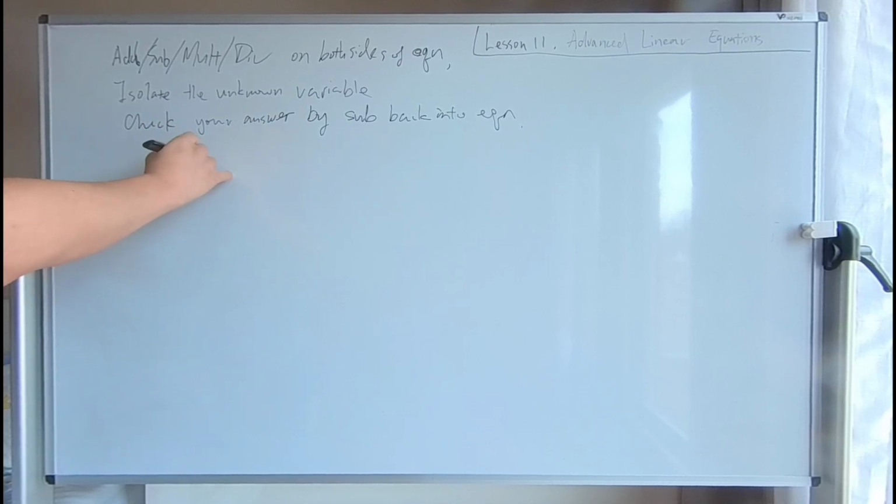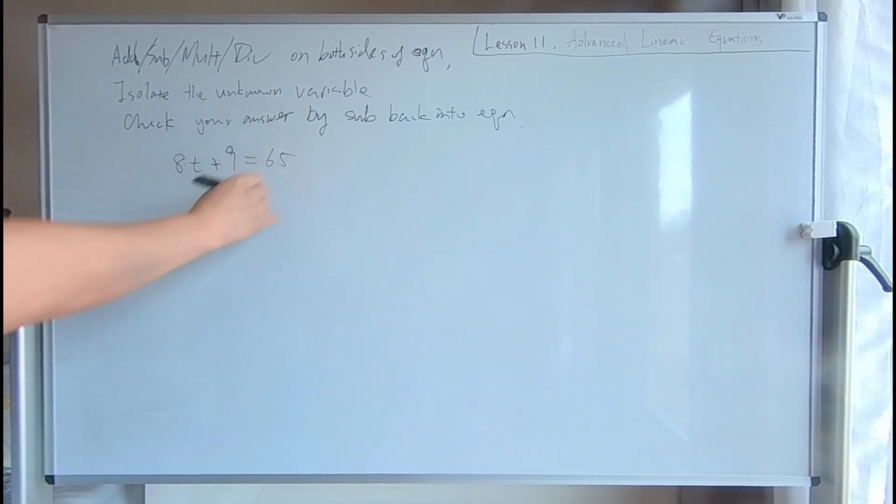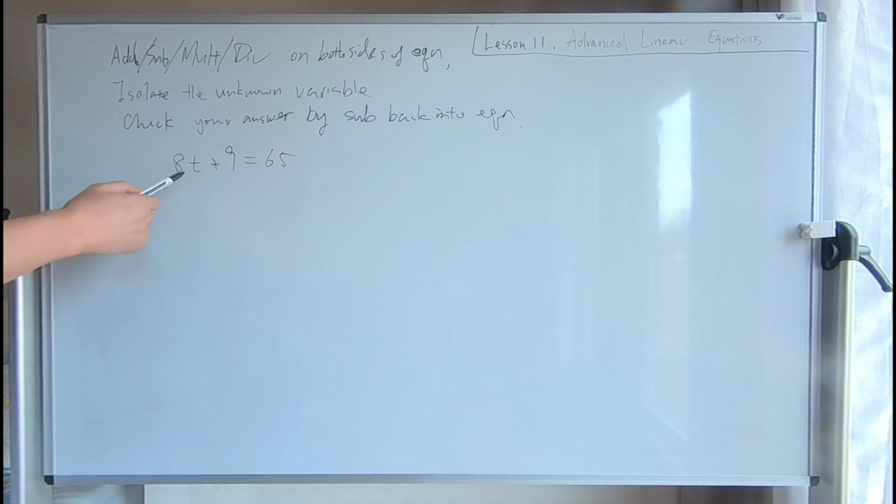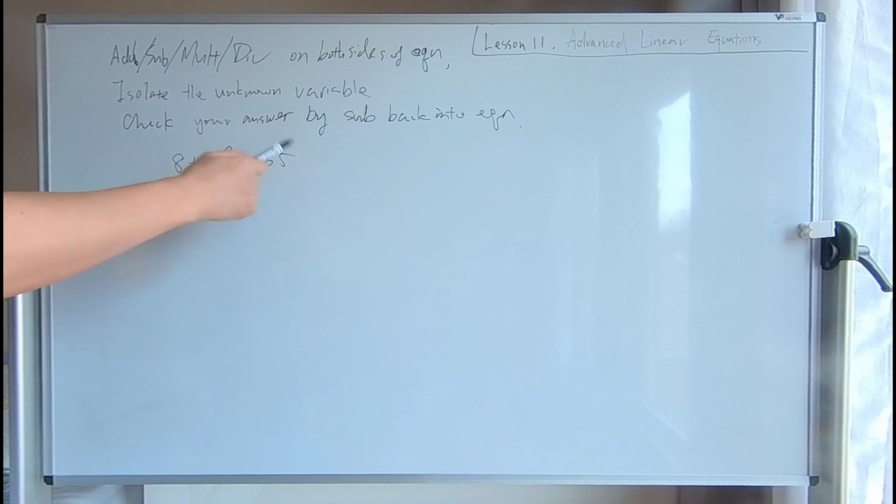If I have an equation 8t plus 9 equals 65, right? First, just observing this equation, we have the expression on the left hand side, we have constant term 9, we have unknown variable t, so t is the unknown variable that we want to solve. It has a coefficient of 8 in front of t, and on the other side of the equation there's just one constant term, which is 65.